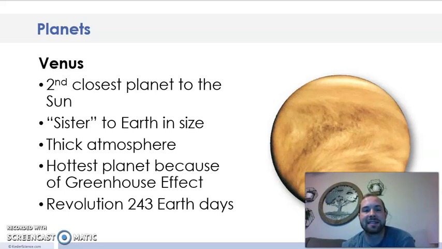Venus is the second closest planet to the sun. It's like a sister to the Earth in size, meaning it's pretty similar. It has a thick atmosphere. It's the hottest planet because of the greenhouse effect, and its revolution takes 243 days.